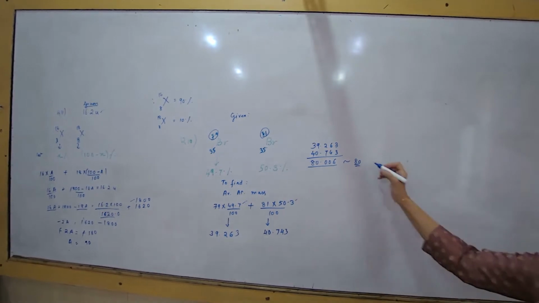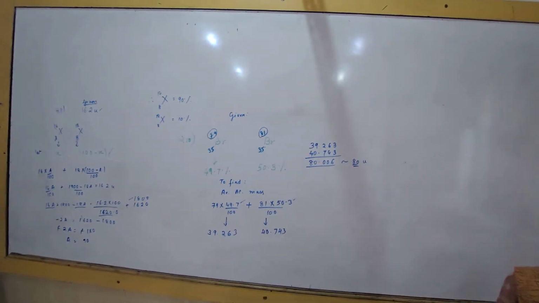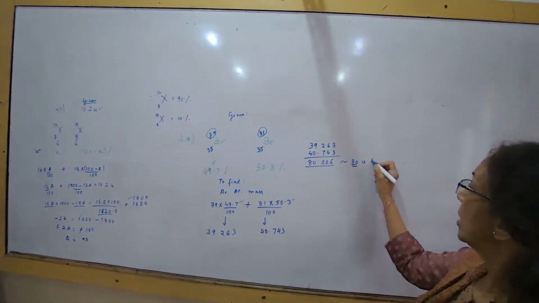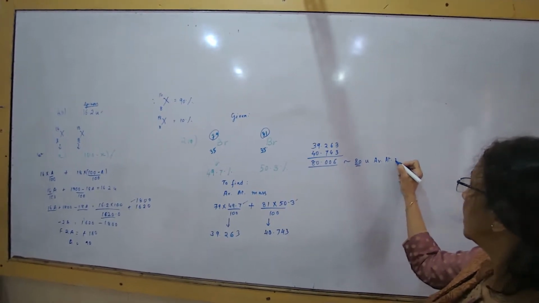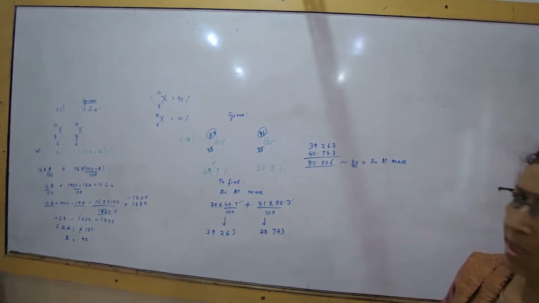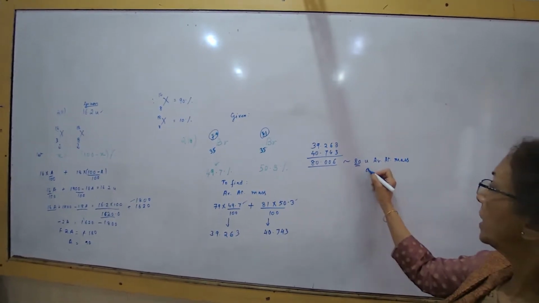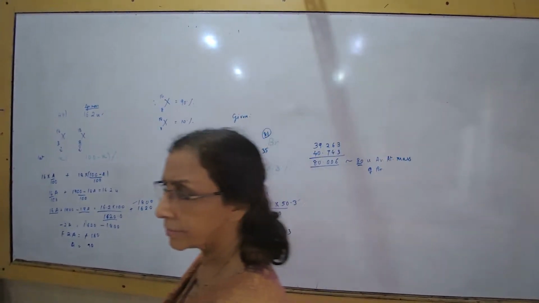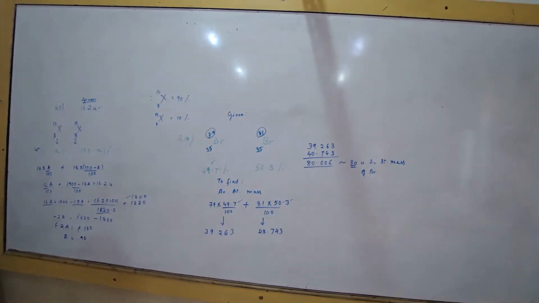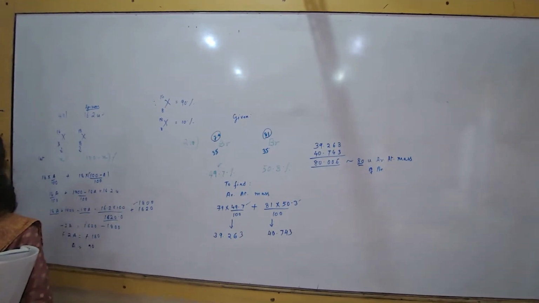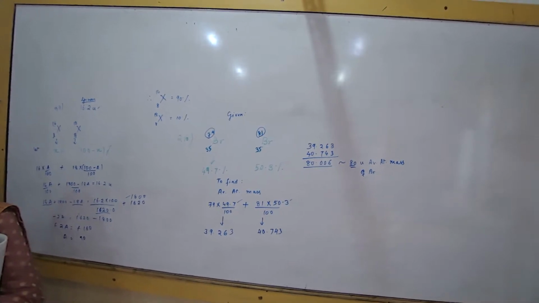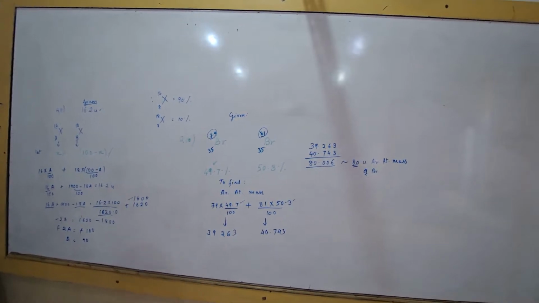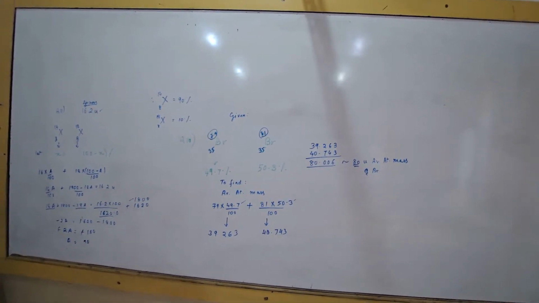So what are we finding out? The average atomic mass. This is your average atomic mass. Of which element? Of bromine. So this is your final answer. Did you understand now? So for isotopes, you will have two different varieties of questions which are going to be asked. Sometimes they may give you the percentage and ask you to find out the mass, or the other way around also.